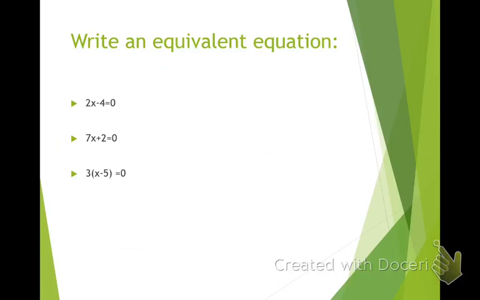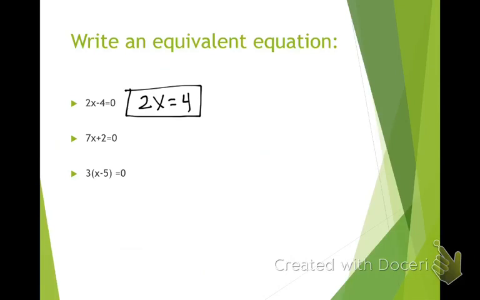I'll just show you some of the ones that it could be. So for some of these, I just simplified them a little bit. For the first one, I just added 4 to both sides. So I got 2x equals 4. Again, yours can look different than mine. It just said find an equivalent equation. So there's one. There are many, many equivalent equations.